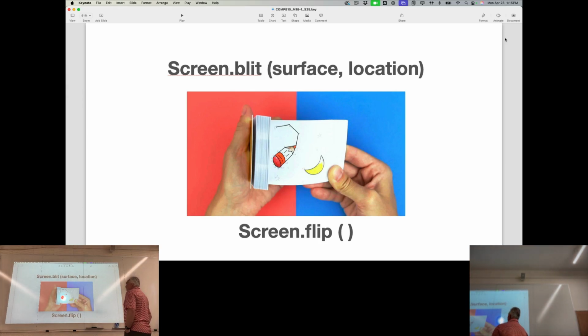So for every screen update, we have two actions. And those actions combined produce something a lot like this flipbook.